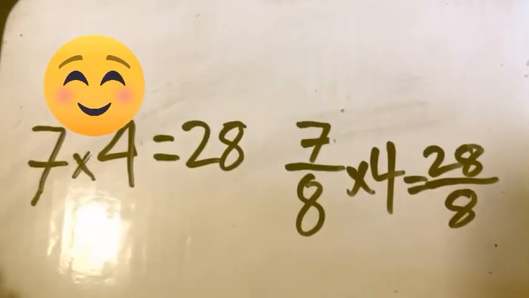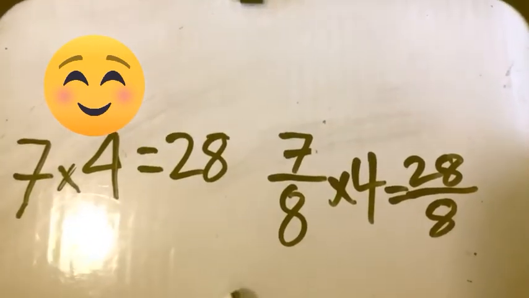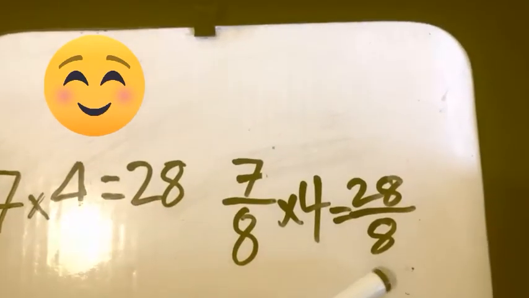For the example problem, I used 7 times 4, which equals 28, and 7/8 times 4, which equals 28/8.